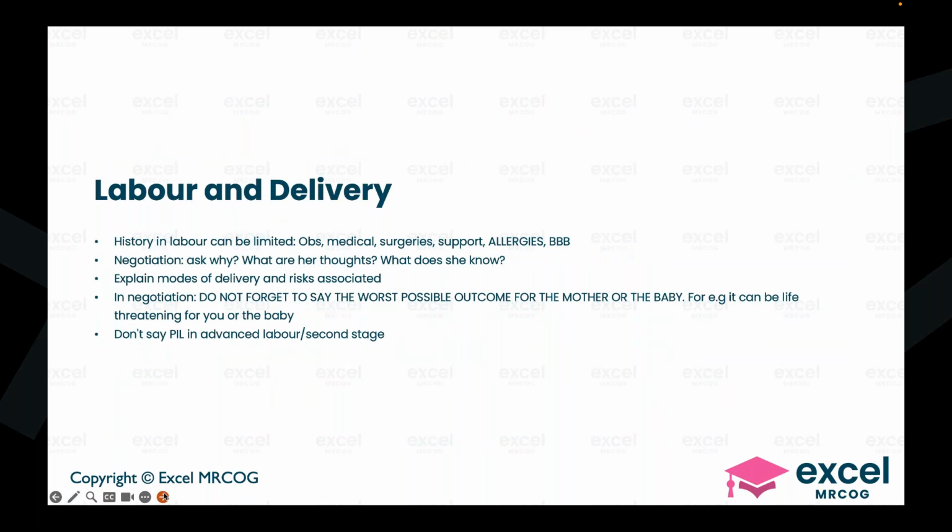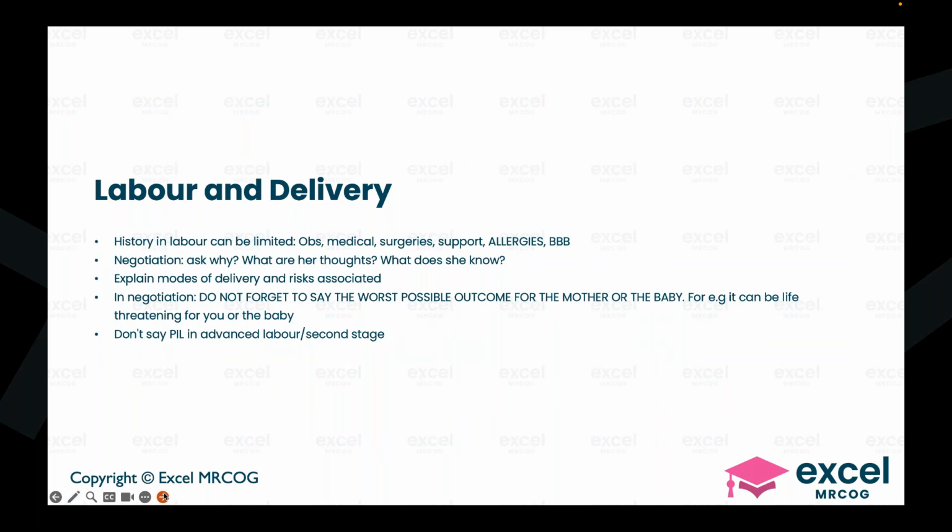Labor and delivery. In the history, your history should be limited to certain things: obstetric history, medical history, surgeries, basically the pregnancy history. Support. Allergies is very important, even if she's in labor. And the three Bs: do not ask when the patient is in labor, do you smoke? Do you drink alcohol? Do you do drugs? She's in labor. Please understand the situation.